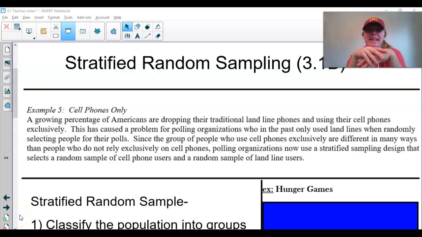Okay, guys, today in class, what we want to do is get through what a stratified random sample is, what a cluster sample is, and the disadvantages and advantages of an SRS, stratified random sample, and cluster sampling. All right, let's get going.